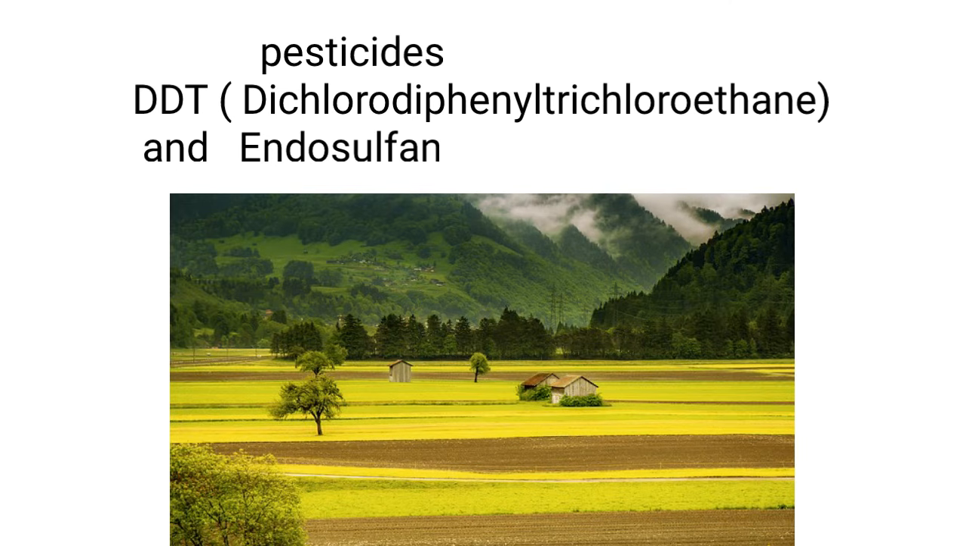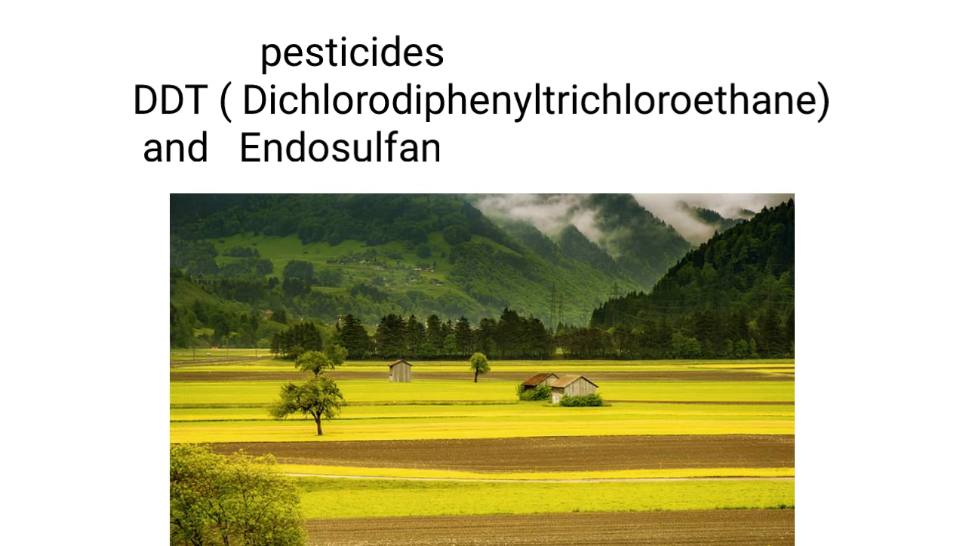Like here DDT, Endosulfan, urea, etc. DDT means diphenyl trichloroethane. These kinds of pesticides are used by the farmers. Pesticides are an important component for agriculture, so the farmers use them to protect the crop. But they impact the environment, especially birds and human beings.